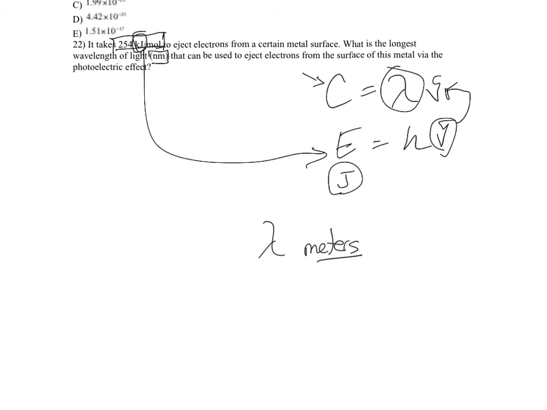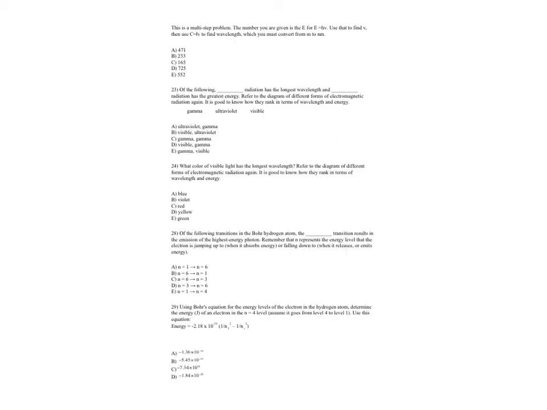And you've been specifically told that you want nanometers. So you're going to have to convert the meters into nanometers. And remember, nano means 10 to the negative 9. So in other words, there are 1 billion nanometers in 1 meter.